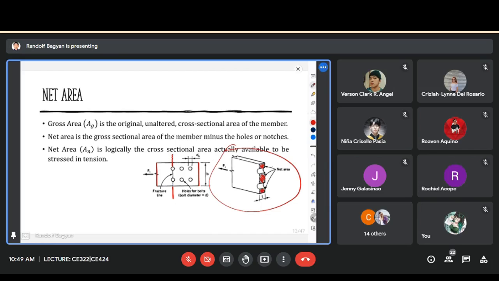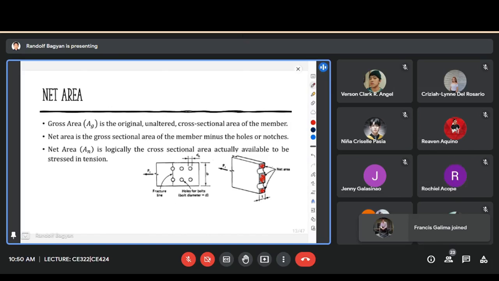If our section is a plate, ganyan siya. Kung mayroon siyang tornilyo, or bolts, the net area is the cross-sectional area of the member minus the holes or notches. Since dito mayroong butas kung saan maglalagay tayo ng bolts, di ma-minus natin yung area ng butas. Paano i-minus, sir? Hindi yan pi r squared. No? So we have to look at the section kung paano yung magiging butas niya. Then, ito lang naman yung area na yun na butas.